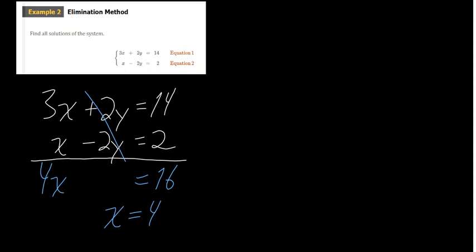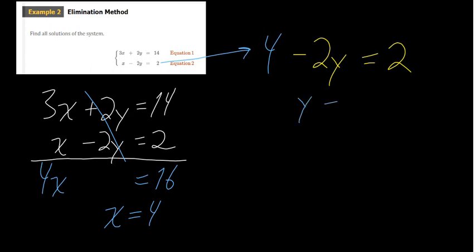All right, so let's plug it into the second equation. So we have x, actually, let's put that over here. We're going to say 4, and then we'll just write this minus 2y is equal to 2. And then let's do the arithmetic here. If we subtract 4 from both sides, we've got negative 2y is equal to negative 2, so we have y is equal to 1. So this means that the solution set, the x value is 4, and the y value is 1. And that's it.